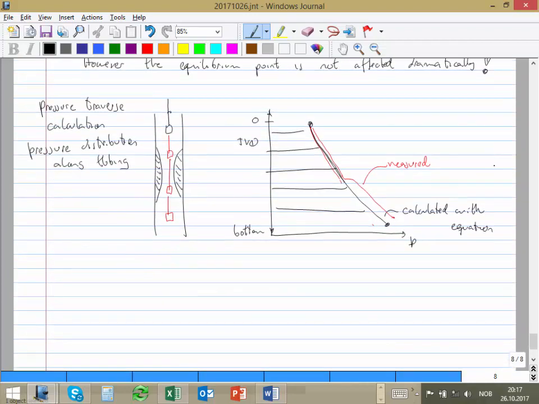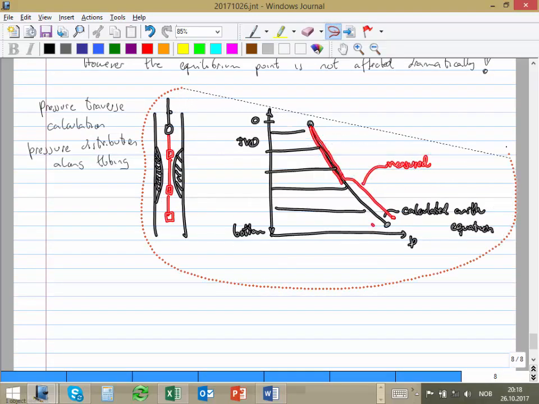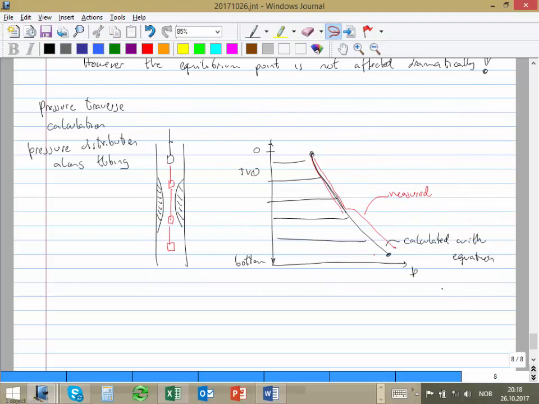So now let's go to this pressure traverse. How are we going to make this calculation? And this was just a comment to say this was just an example.